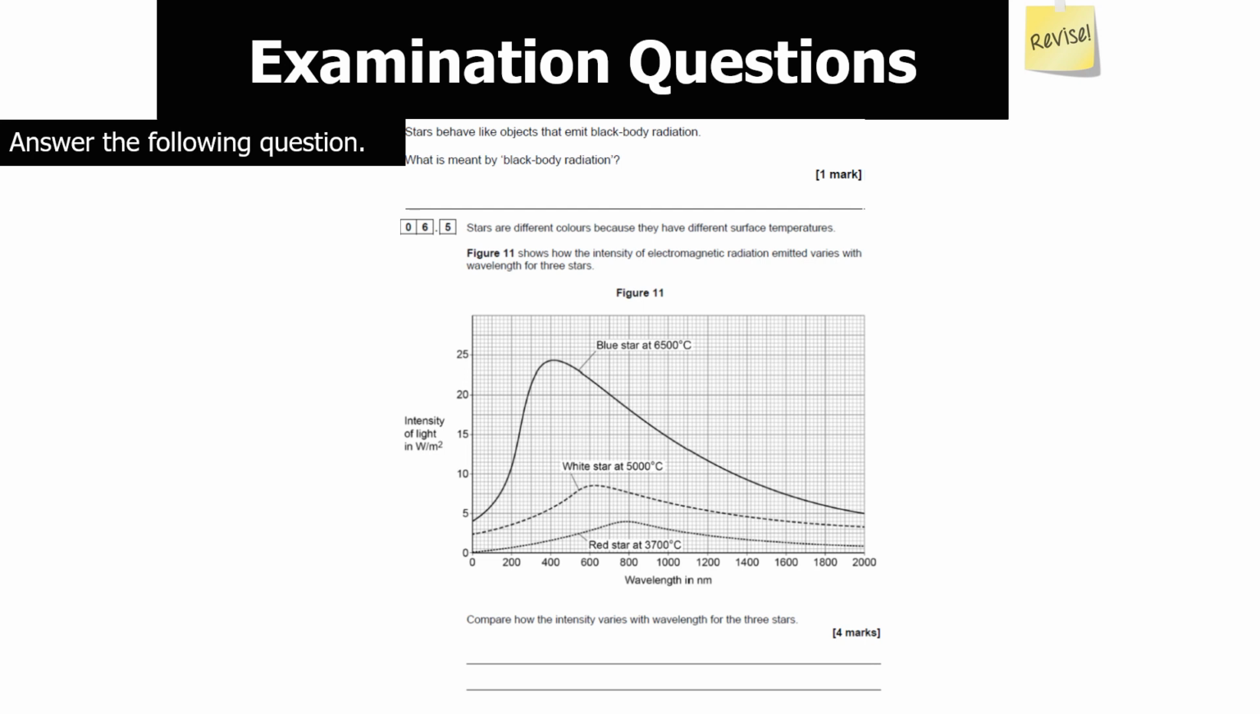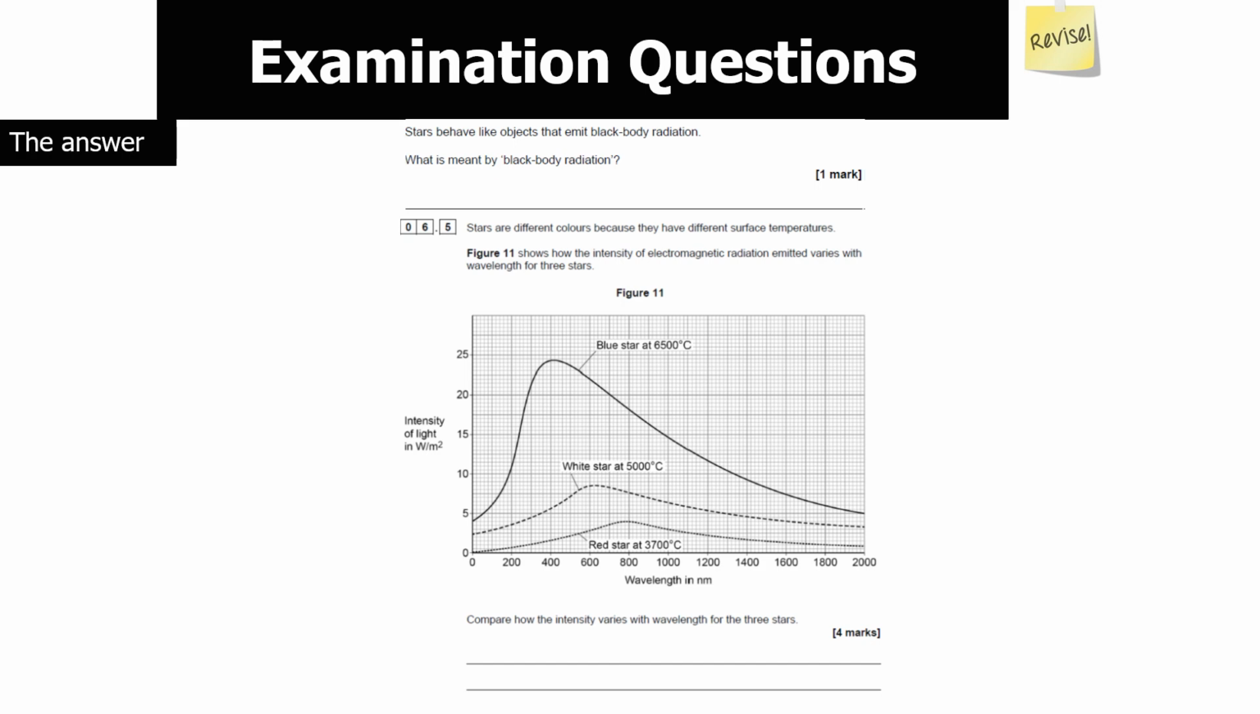The next question says, stars behave like objects that emit blackbody radiation. So what is meant by the term blackbody radiation? And then stars are different colours because they have different surface temperatures. Figure 11 shows how the intensity of electromagnetic radiation emitted varies with the wavelengths for 3 stars. So compare how the intensity varies with wavelength for the 3 stars. So pause the video now, then unpause the video when you want to go through your answer.